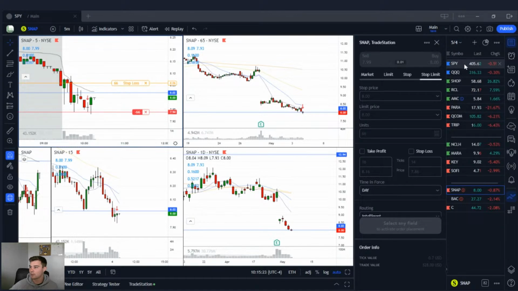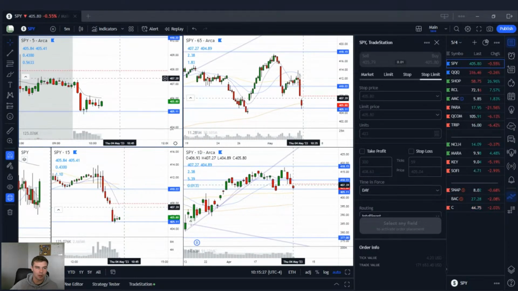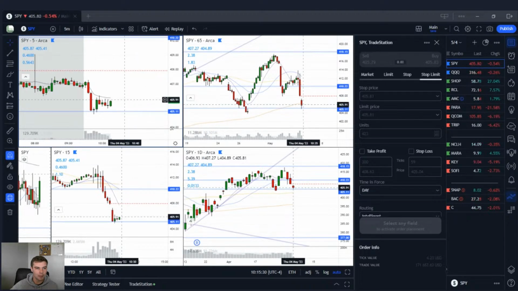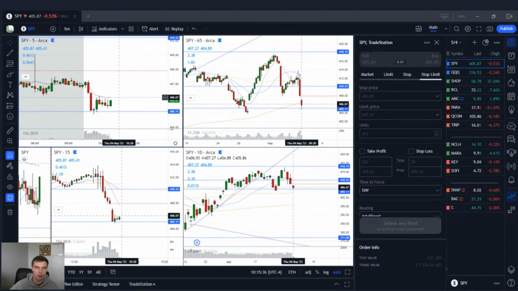Honestly, I'd rather see the market break down. I mean, just because I have two shorts as opposed to the one long. But it's chopping around. I mean, it's holding 405 like a champ. It doesn't want to get down there. We'll see. The VWAP's holding as well, though, so we'll see which one breaks first.